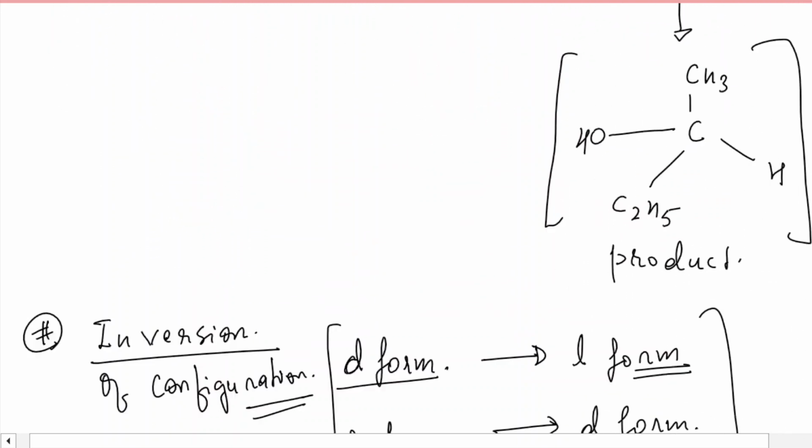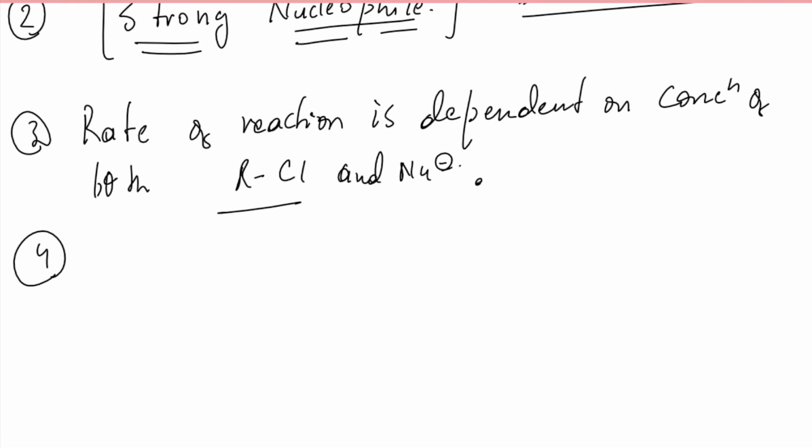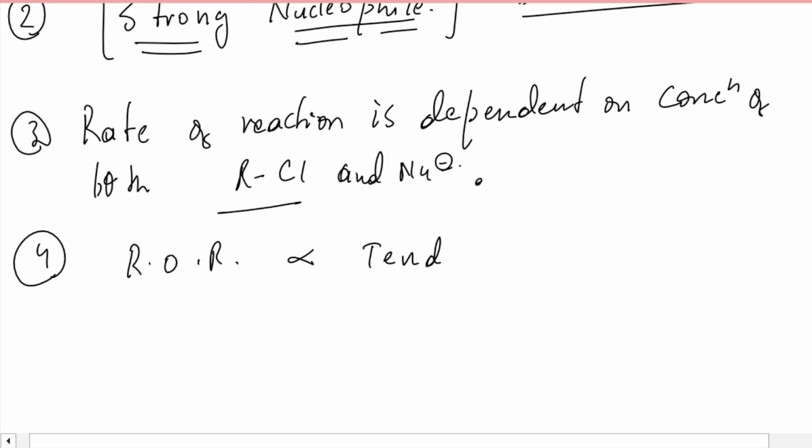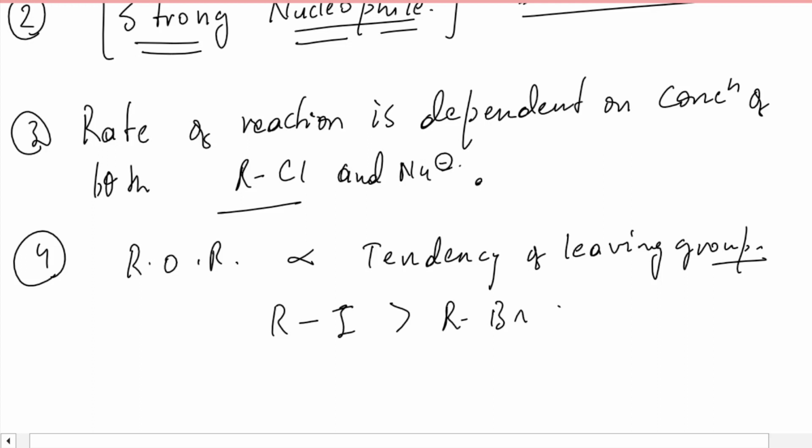Next to this, the tendency of the leaving group to leave will also decide the rate of the reaction. Rate of reaction is directly proportional to the tendency of the leaving group to leave. So RI will be maximum reactive here, then RBr, then RCl, then RF. This reactivity order will be the same for SN1 and SN2 reactions.